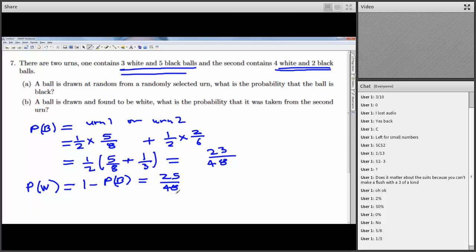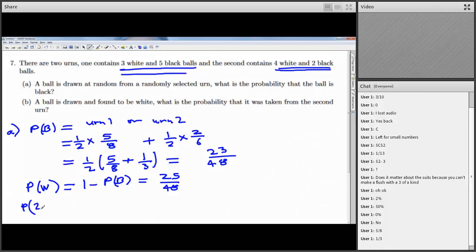So anyway, that's the answer. So that's part A, and I've just done this one as an extra one. Let's do something a little differently. A ball is drawn and found to be white. What's the probability that it was taken from the second urn?